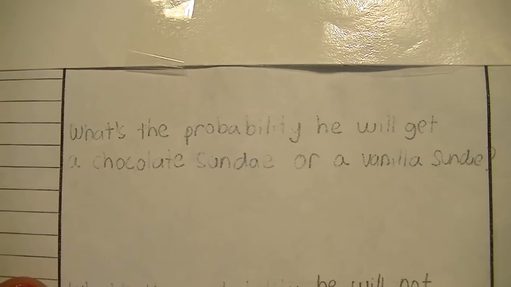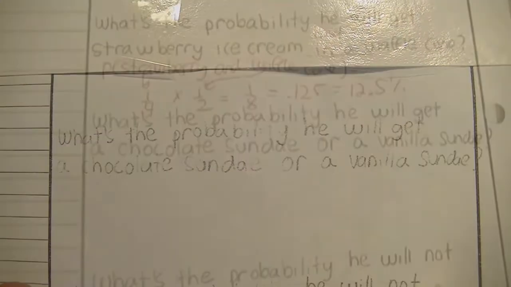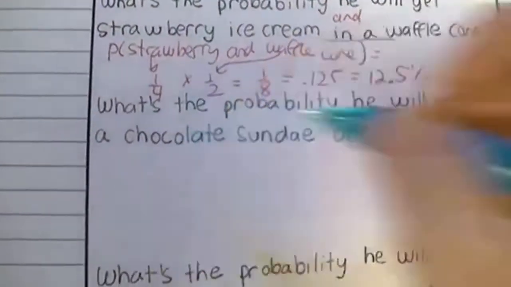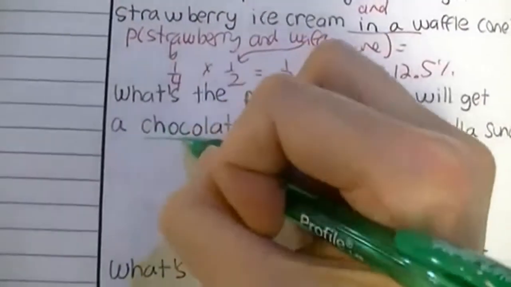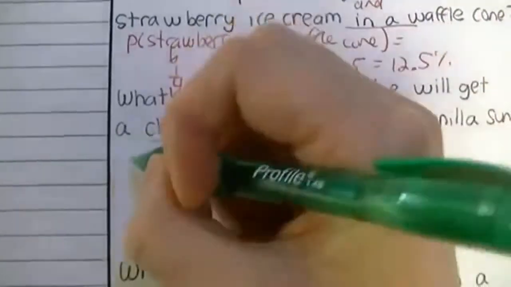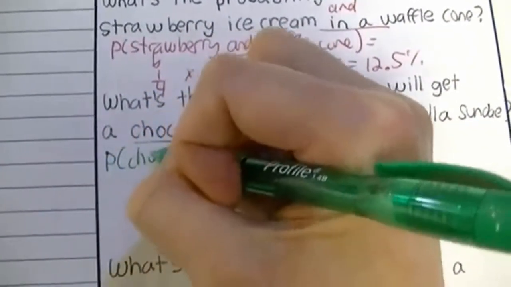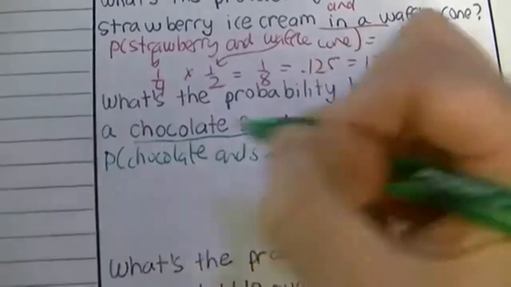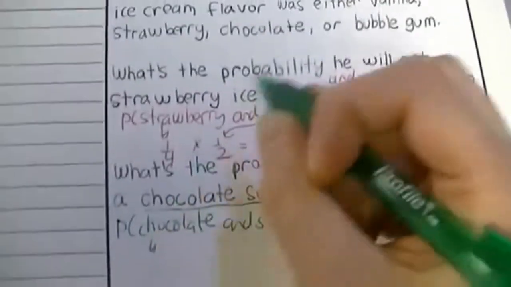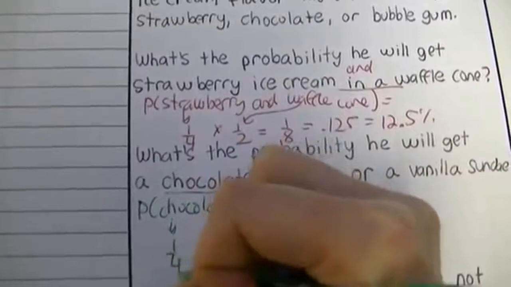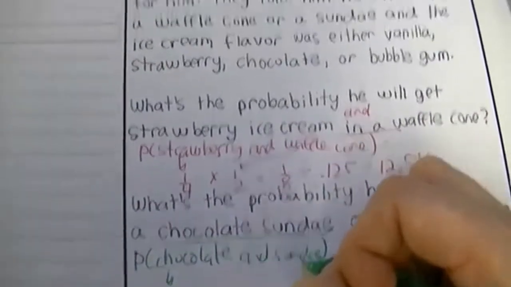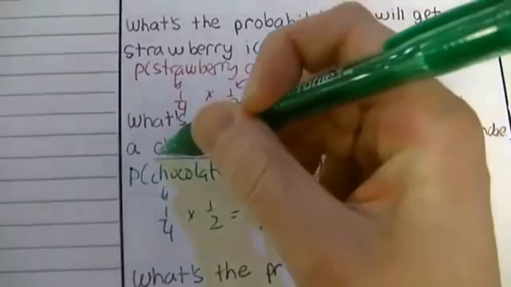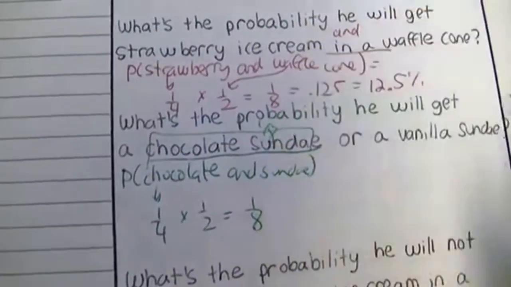What's the probability he will get a chocolate sundae or a vanilla sundae? I see there's an or problem right here, but this part makes it a little bit more lengthy. Okay, we got to figure out the probability he'll get a chocolate and a sundae. Okay, so the probability of him getting chocolate was 1/4 and means times. Probability of getting a sundae is 1/2. 1/4 times 1/2 is 1/8. Okay, so the probability of him getting a chocolate sundae is 1/8.